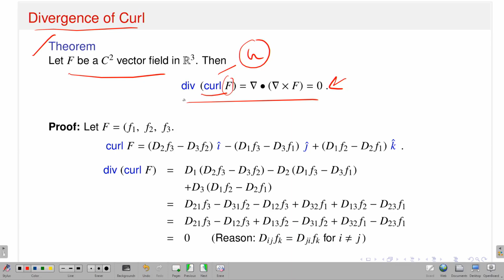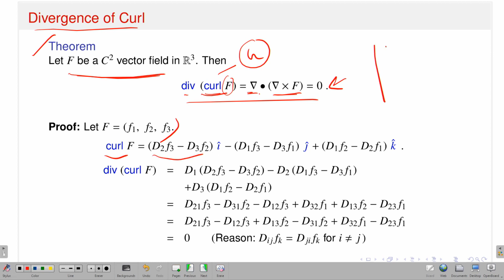Okay. So, if I calculate the divergence of curl of capital F, where capital F is a C2 vector field, which is nothing but this del operator dot, this is my curl, del cross F, and if you calculate it, it turns out to be 0. Of course, I have given the proof. Suppose capital F is a vector field from R3 to R3, with components F1, F2, F3. So, if I calculate the curl of F, these are the components.